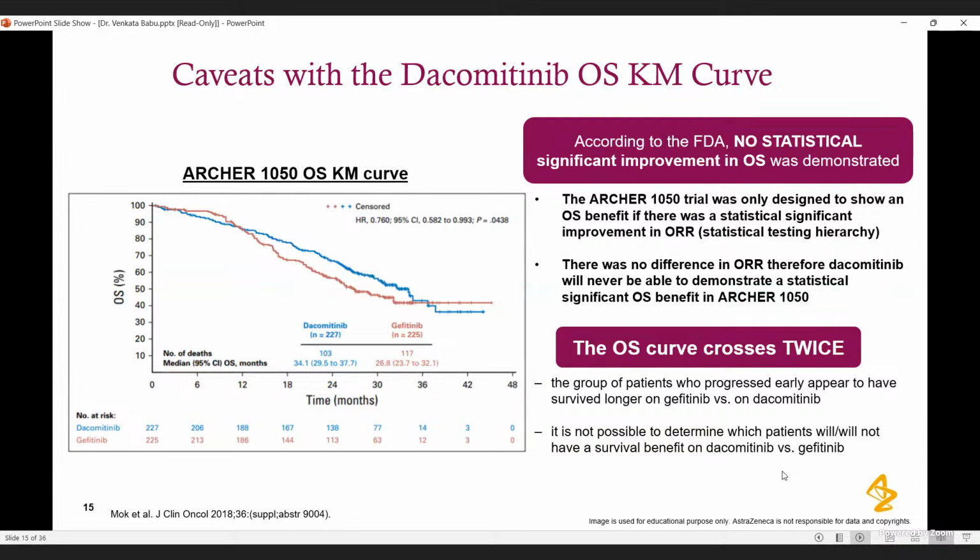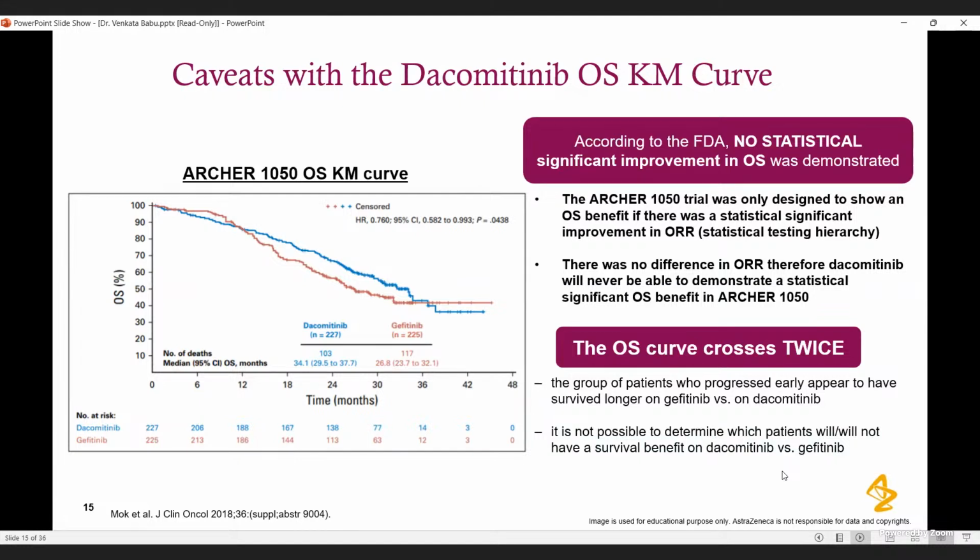One of the most important caveats of the dacomitinib overall survival Kaplan-Meier curve is that it is a hierarchical statistical model, which means that if A is greater than B, then only can we compare B with C. So that is the hierarchical model. It should satisfy the first condition to check the second condition. However, dacomitinib did not satisfy the first condition. That is, ARCHER 1050 started with a condition that only when there is a statistically significant difference in the overall response rate, the OS benefit should be calculated.